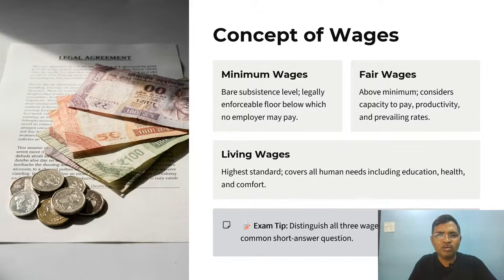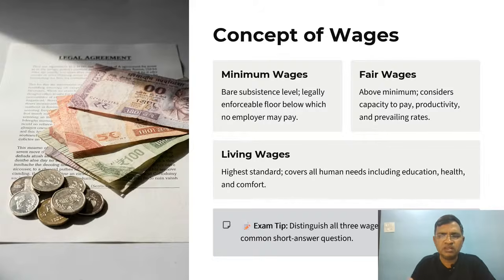So the concept of wages. There are three concepts: minimum wages, fair wages, and living wages. Minimum wages means what? In order to satisfy minimum needs, as per the law, one has to get the minimum wages for the survival of the labor. So no employer has to pay below this. This is the minimum wage.